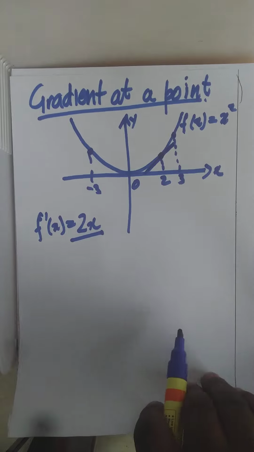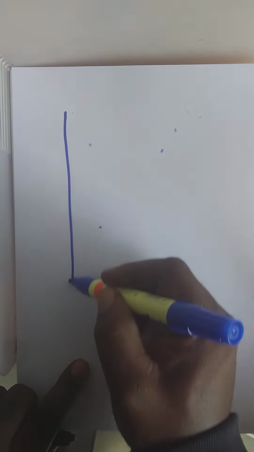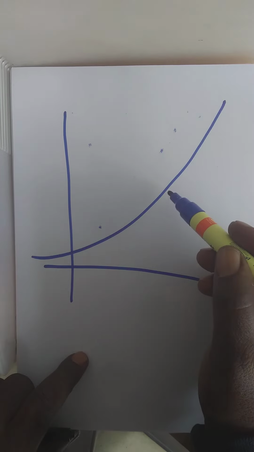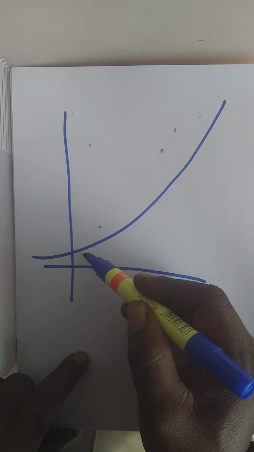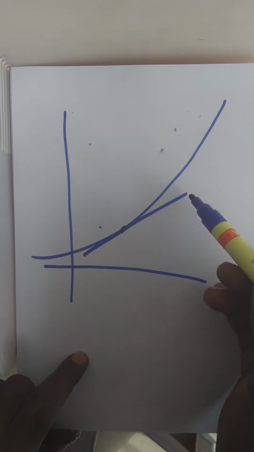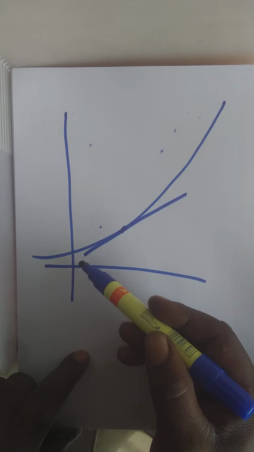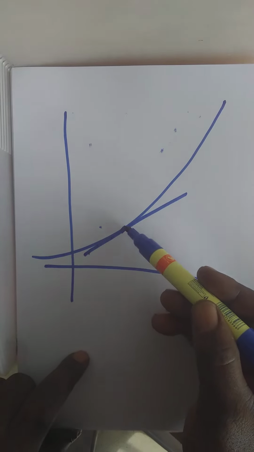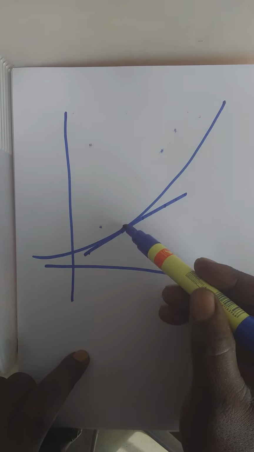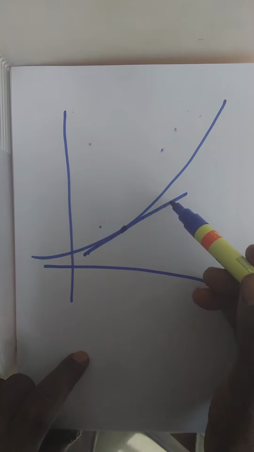Or rather, let me do a bigger sketch. I will take it like this. Say there's a tangent which touches the curve at this point. The tangent is a straight line. The gradient of the straight line does not change. It is the same everywhere. So at the point where the tangent touches the curve, the gradient of the straight line will be equal to the gradient of the curve at that point.